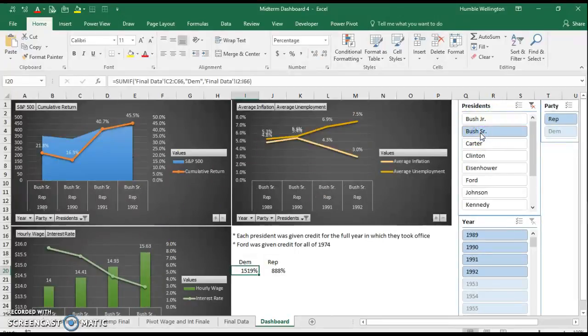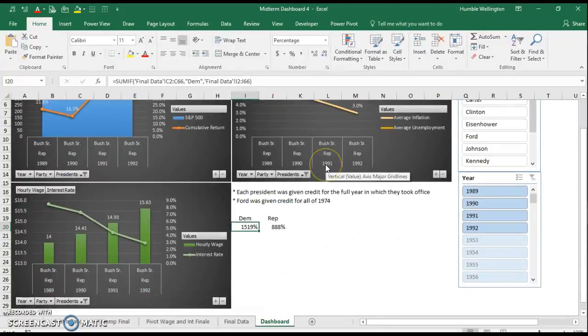When we look at his father, let's see if his father fared any better. His father, we see a cumulative return of the S&P of 45.5%. We see inflation going down, but we see unemployment really spiking up. So that trade-off did hold there. Also, interest rates went down, wages were up.